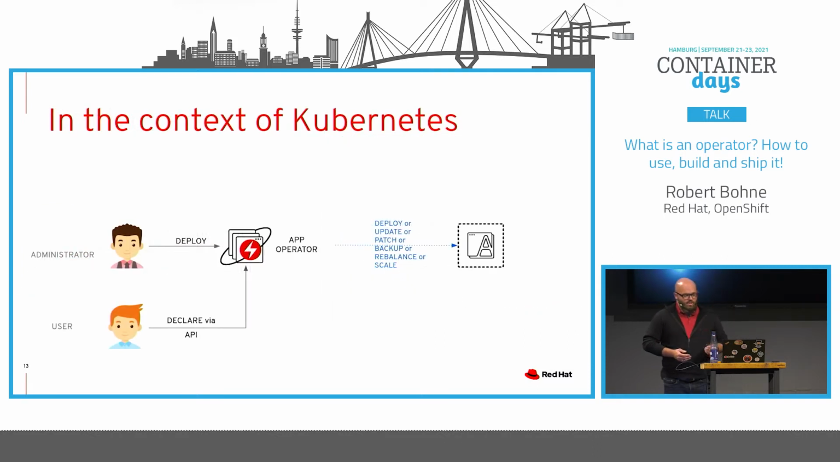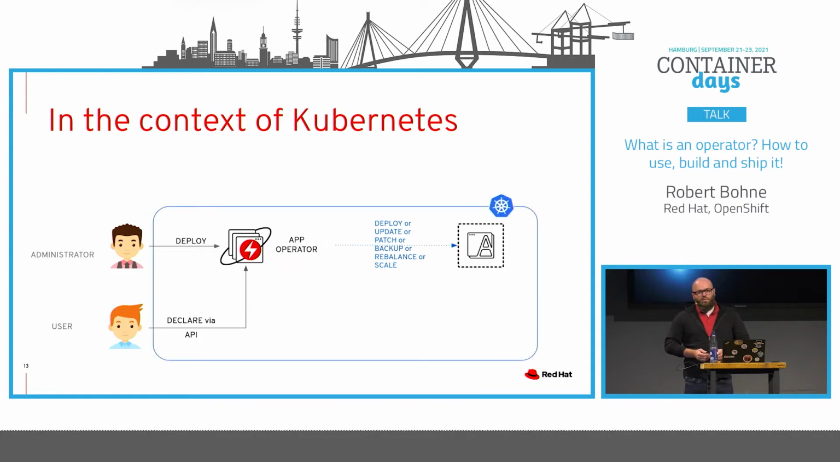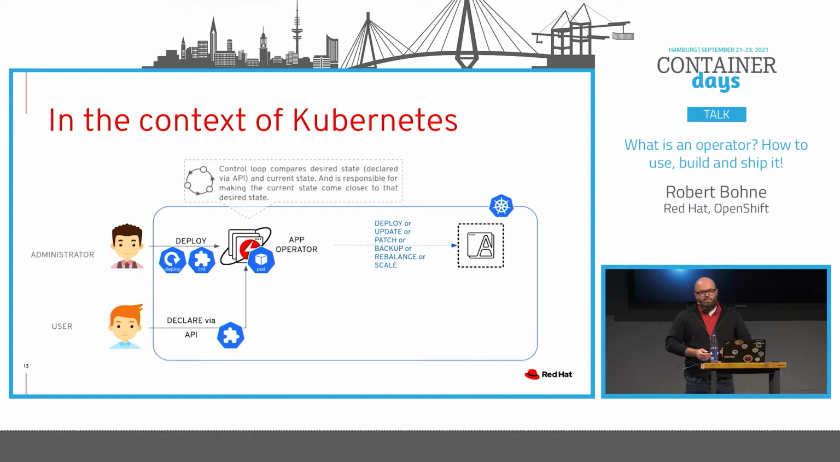How does it look like? We have our picture again, and this is everything running on Kubernetes. And the administrator writes a deployment config, creates a CRD, and then your operator is running. The user creates the CR, and then the operator with its control loop sees, okay, there's a new API object, I have to deploy something, and this, of course, is all Kubernetes objects.